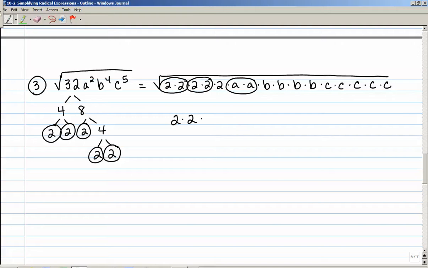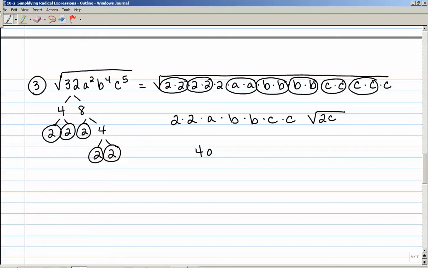There's 2 A's that become 1 A. There's a B, there's another B, and a C, and a C. Okay, and there's nobody there. And then what's left in the house is a 2 and a C. So let's clean this up out front. 2 times 2 is 4. I have one A and a B squared and a C squared and a square root of 2C.